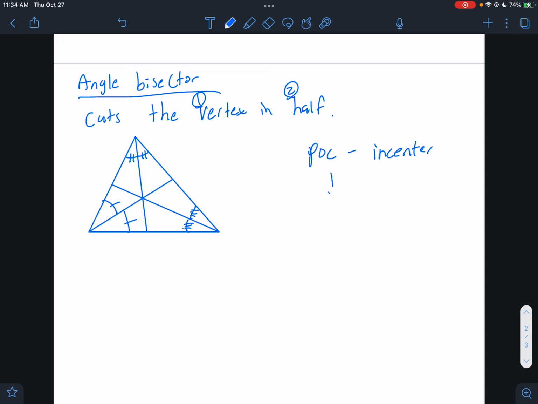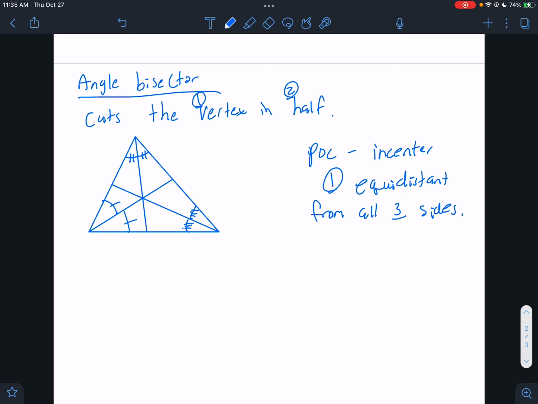The incenter has a special property. It is equidistant. What does that mean? Equidistant means equal distance from all three sides. It is equal distance from all three sides. That's one of the things that I'm not going to go into detail. It's its own lesson. It's not a lesson we're going to be able to do this year.